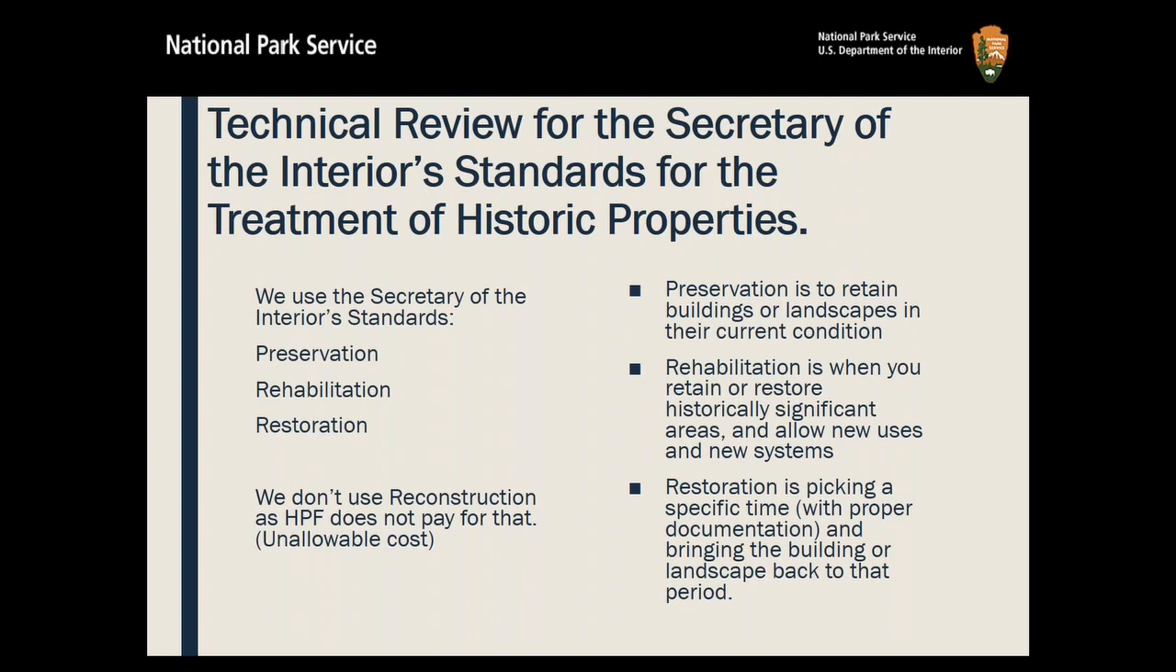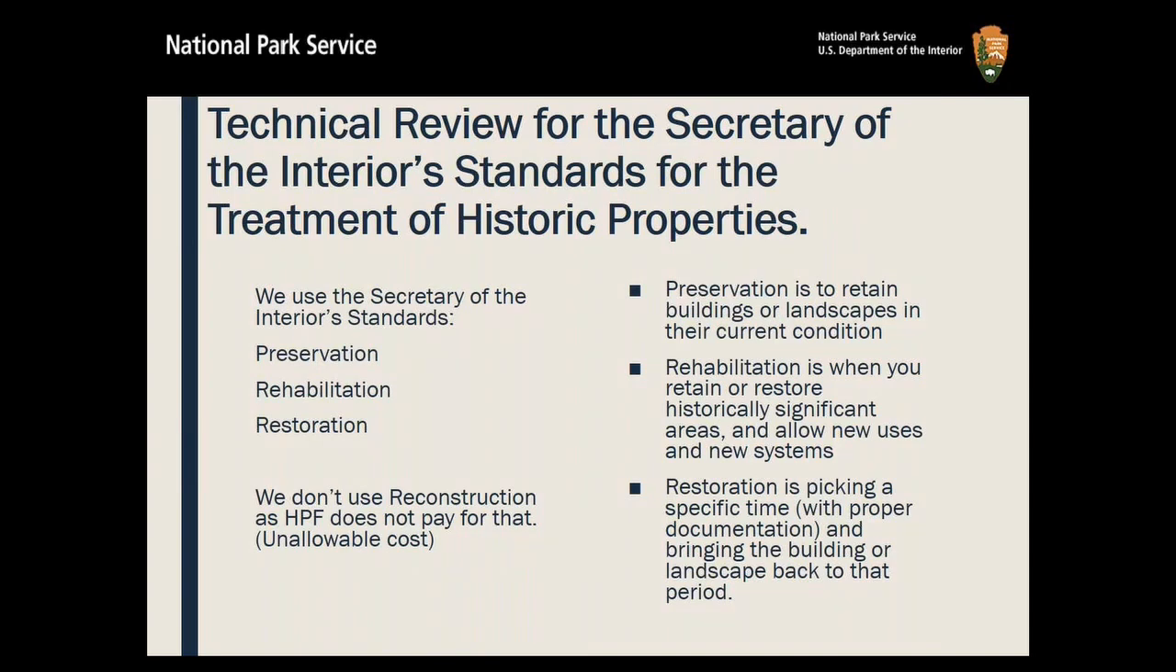So in our division, we can only fund 3 of the 4. So we can do preservation, rehabilitation, or restoration of projects. We don't use reconstruction because we don't pay for that. For us, that's unallowable. Now, if you're doing work and the back wall falls, we will reconstruct that as part of a rehabilitation or restoration or preservation project. But we won't recreate the lost slave cabin in the back.